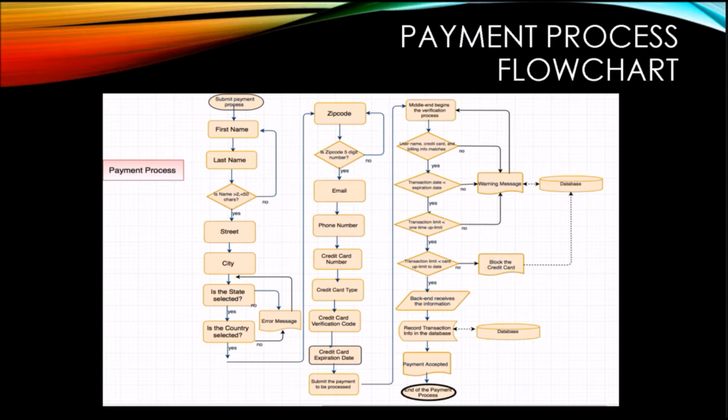have 4 constraints. The user's credit card and billing information has to match. The credit card transaction date has to be before the expiration date, and the transaction limit has to be smaller than the one-time upper limit. And the transaction limit has to be less than the card up-to-date limit. If all that criteria are met, the backend receives the information. That information is recorded in the data repository, and the payment is accepted, and that's where the payment process ends.